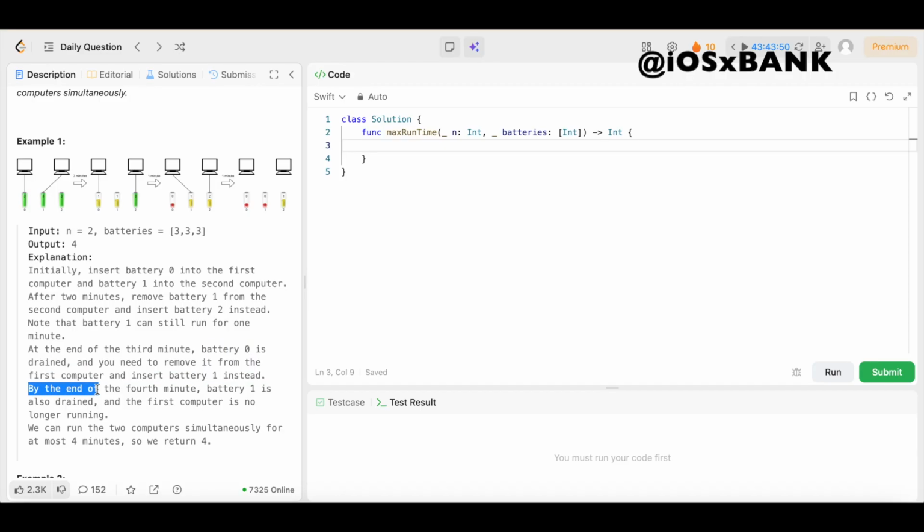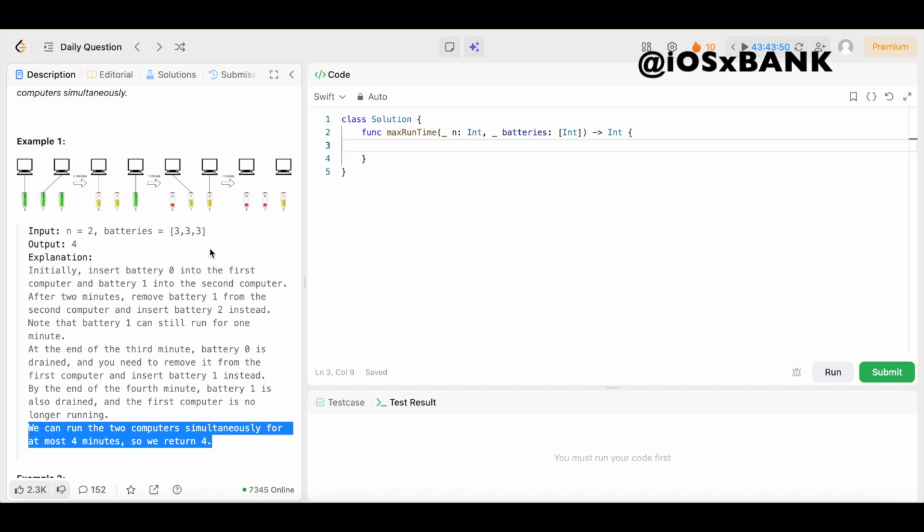Then it says by the end of the 4th minute, battery 1 is also drained and the first computer is no longer running. So now these two batteries are drained and this computer is no longer running. It says we can run the two computers simultaneously for at most 4 minutes, so we return 4.